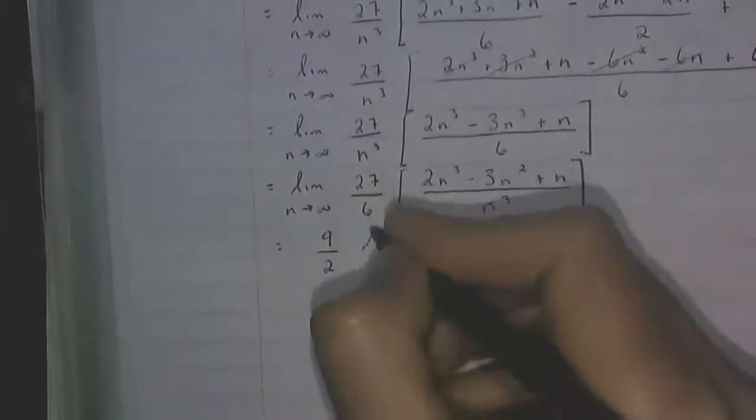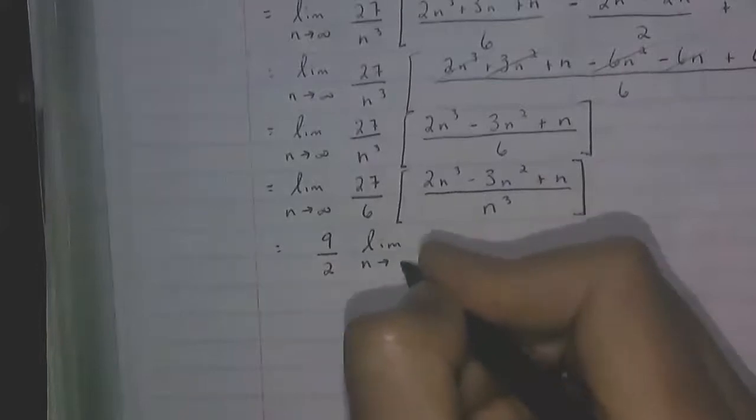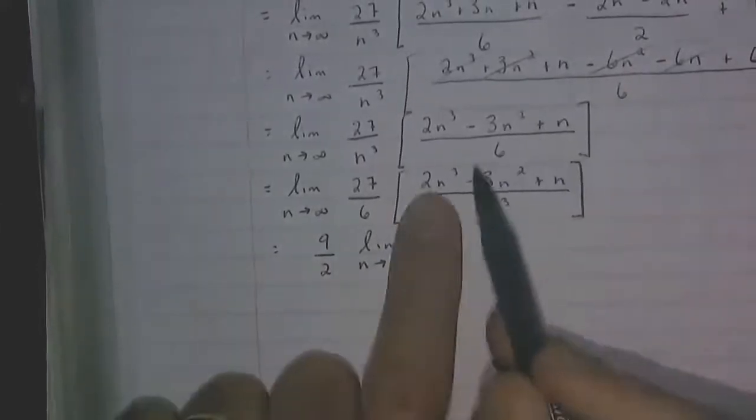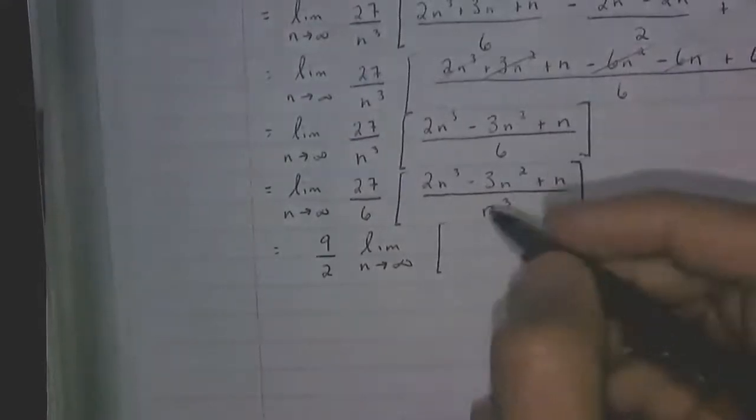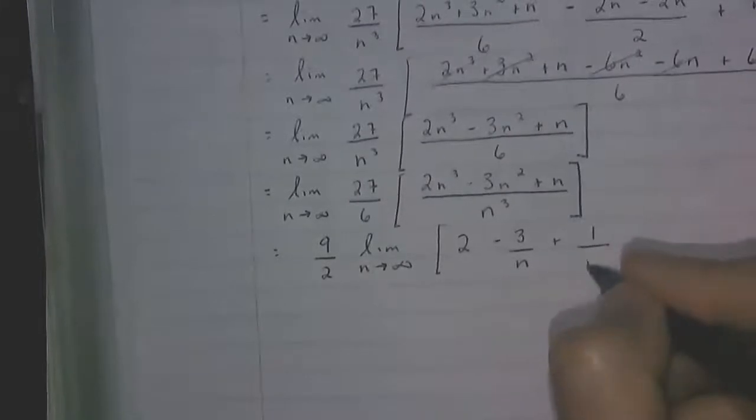This 27/6 has absolutely no bearing on our limit because there's no n involved. And furthermore, we're going to call it 9/2. And so we're going to call this 9/2 times the limit as n approaches infinity, and then divide out each of these terms. So the limit as n approaches infinity of 2n cubed divided by n cubed is just 2. Negative 3n squared divided by n cubed is negative 3 over n. And positive n divided by n cubed is 1 over n squared.